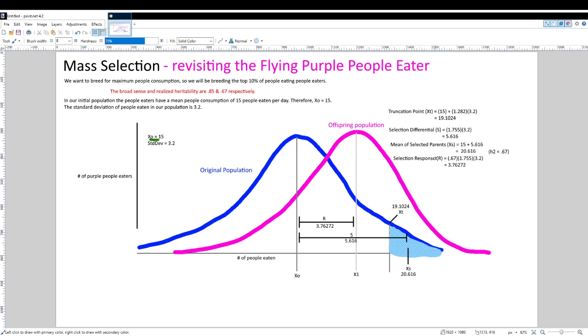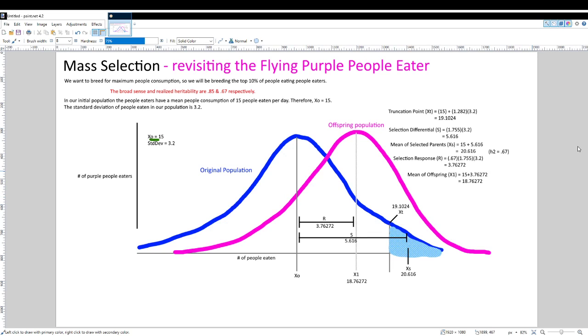Our selection response can then be found by taking 0.67, which is our realized heritability that we were given by the problem, multiplying that by our selection intensity of 1.755, and our standard deviation of 3.2, which will give us 3.76272. So now we have our selection response of 3.76272, and that tells us how far we're going to be moving the curve in our offspring population.